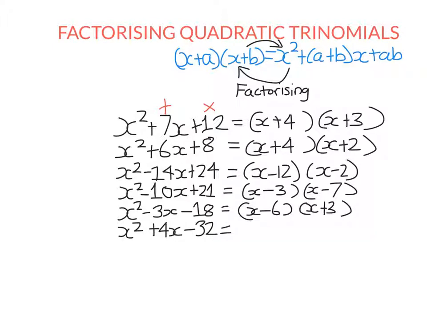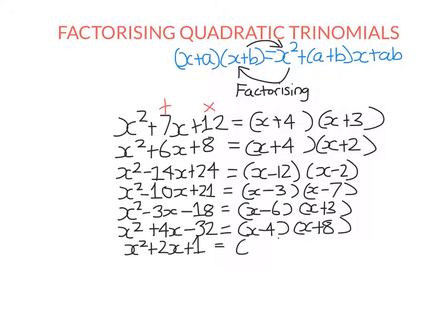So x squared plus 4x minus 32. Once again, constant term negative. So one of the numbers is negative and one is positive. So we'll set up our brackets. So the two numbers here will be minus 4 and positive 8, because they add to 4 and multiply to negative 32. Sometimes you'll get a situation like this, x squared plus 2x plus 1.